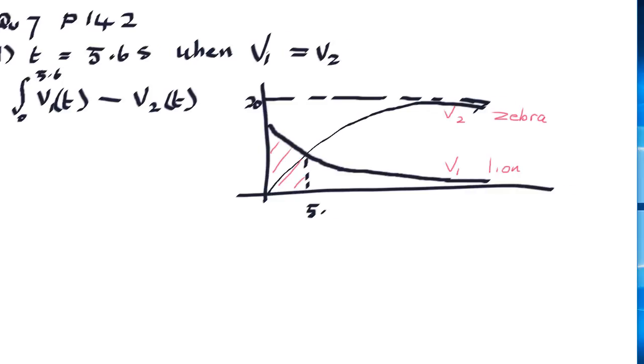So the integral with velocity 1 gives you the area under the velocity 1 curve in respect to x equals 0. And the area under velocity 2, the zebra, is this little bit here. So the zebra is travelling slower initially. And when you take the lower function from the upper function, you get the difference. So that's what this formula is doing.